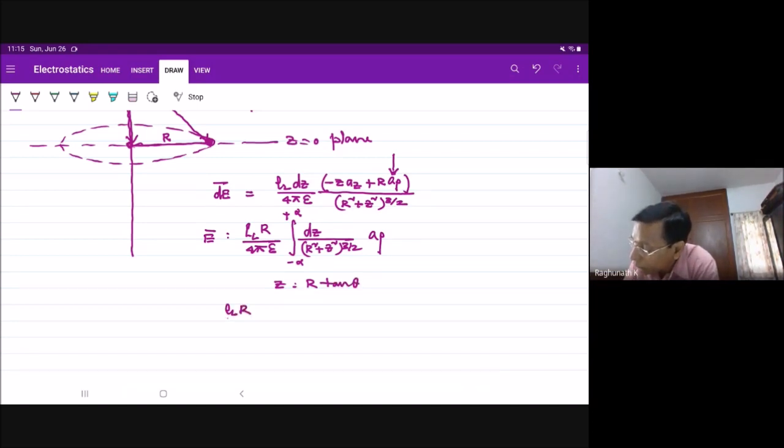Rho L by 4 pi epsilon, integral dz is r secant squared theta d theta. I'm doing this because it is important for us to know. Standardize it, divided by r cubed secant cubed theta.